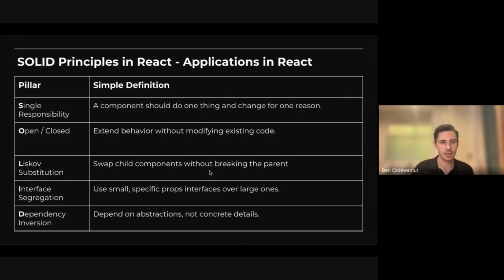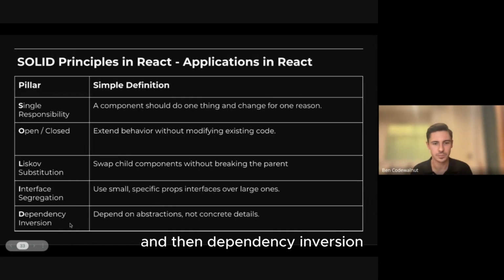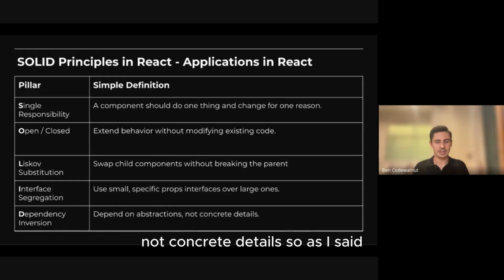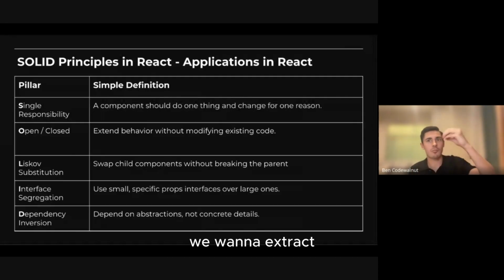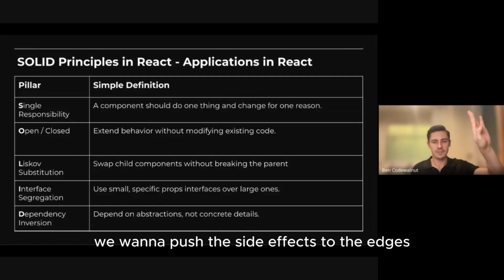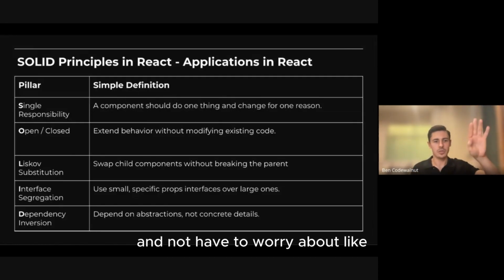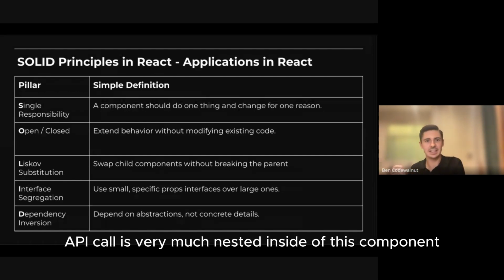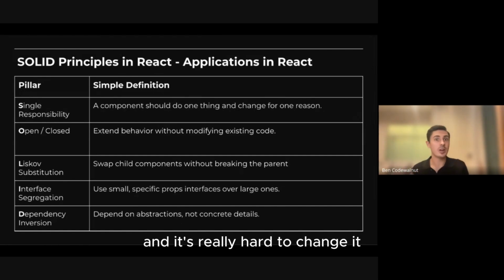And then dependency inversion. So it depends on abstractions, not concrete details. So as I said, we want to extract and we want to push the side effects to the edges and not have to worry about, like, this API call is very much nested inside of this component and it's really hard to change it.